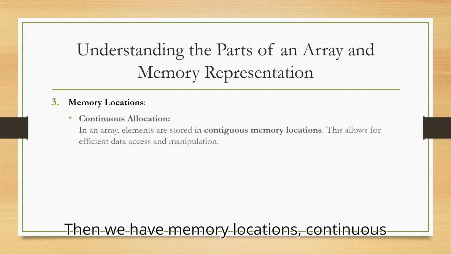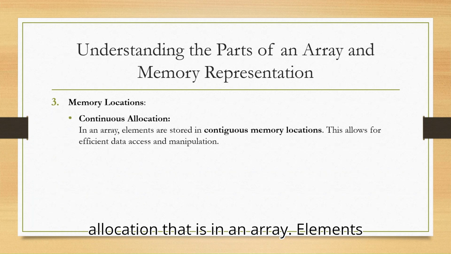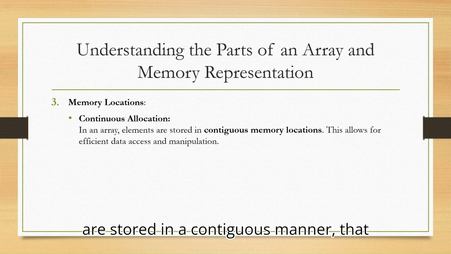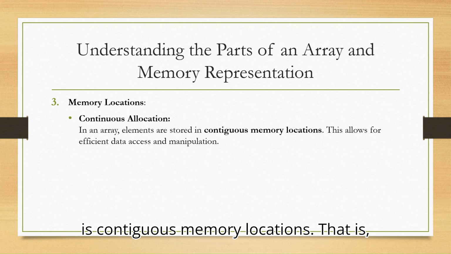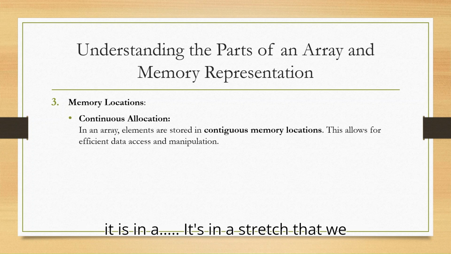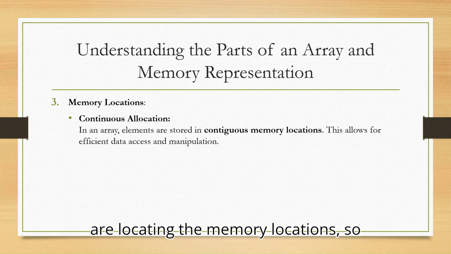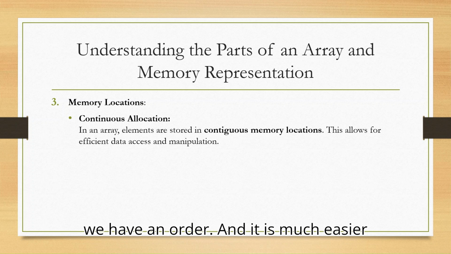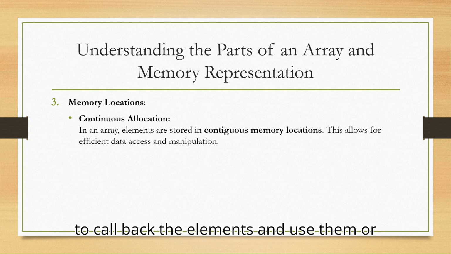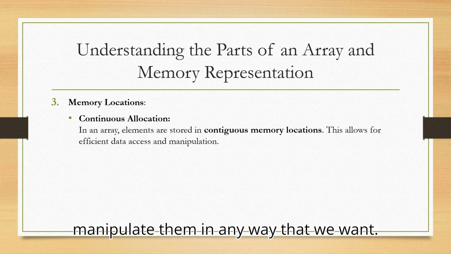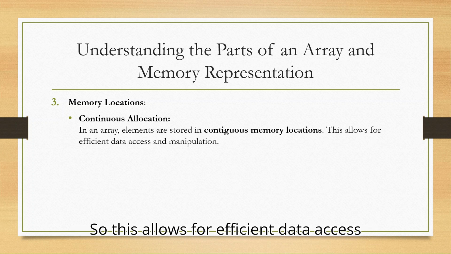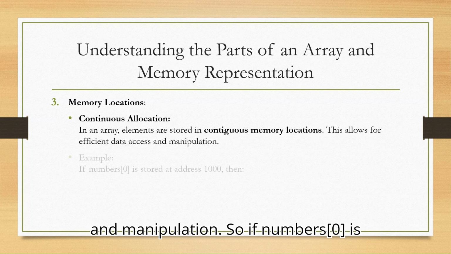Then we have memory locations, continuous allocation. That is, in an array, elements are stored in a contiguous manner, that is, in contiguous memory locations. It's in a stretch that we are locating the memory locations. So we have an order, and it is much easier to call back the elements and use them or manipulate them in any way that we want. So this allows for efficient data access and manipulation.